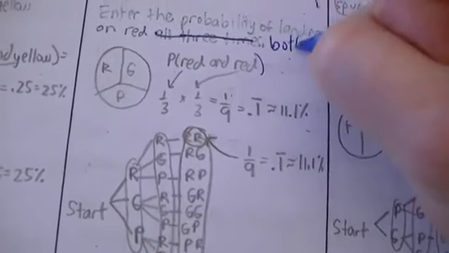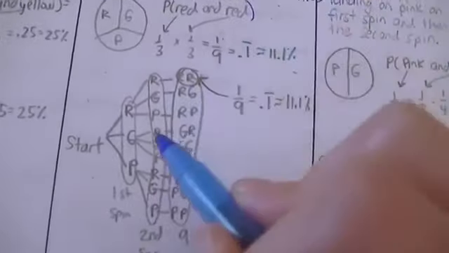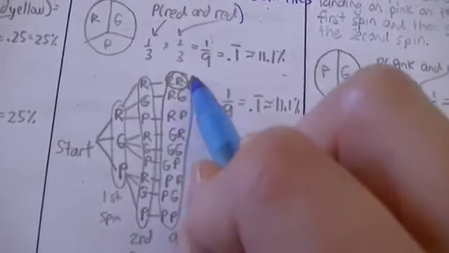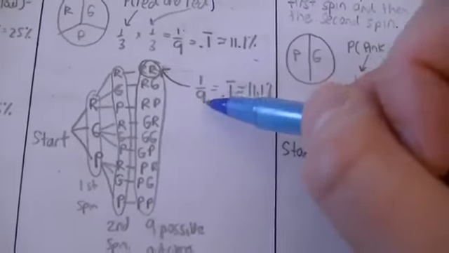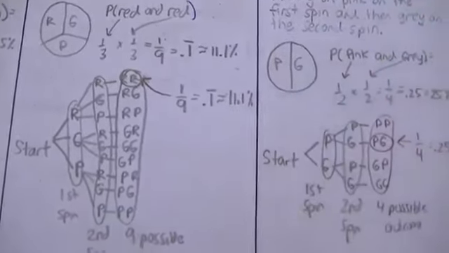I have to fix my answer key. Okay, probability of getting red and red is right there. 1 out of the 9 possibilities. So there's your information. Okay. Next problem, try it.